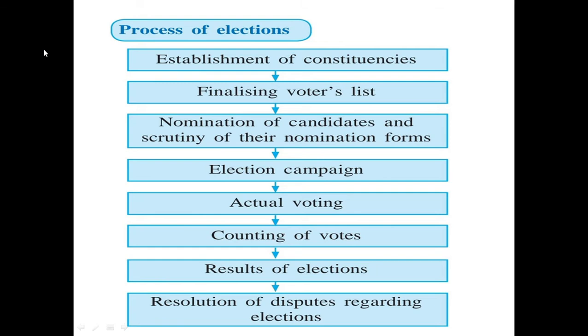Next is the results of the elections. The result must be declared on the date and at the hour and place specified in the notice of election. The votes polled against each candidate are entered, and time to time trends and results are declared through numbers, bar charts and pie charts. The last is resolution of disputes regarding elections.